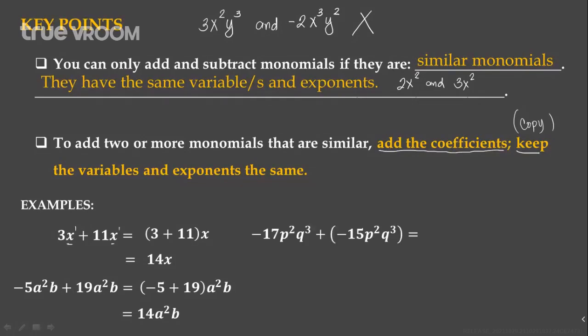Yes. Another example, we have negative 17p squared q cubed plus negative 15p squared q cubed. Using the rules, who can give me the final answer?